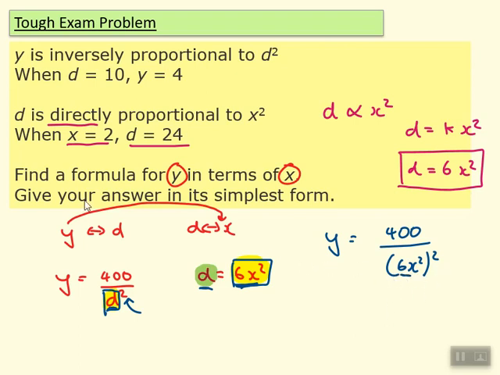Now we just need to do a bit of algebra to simplify it. Because by the way, if you left that as your final answer, you're probably not going to get the last 1 or 2 marks, because it says in its simplest form. So you're on the right track if you got that, but now we need to simplify it. So we'll do that now.